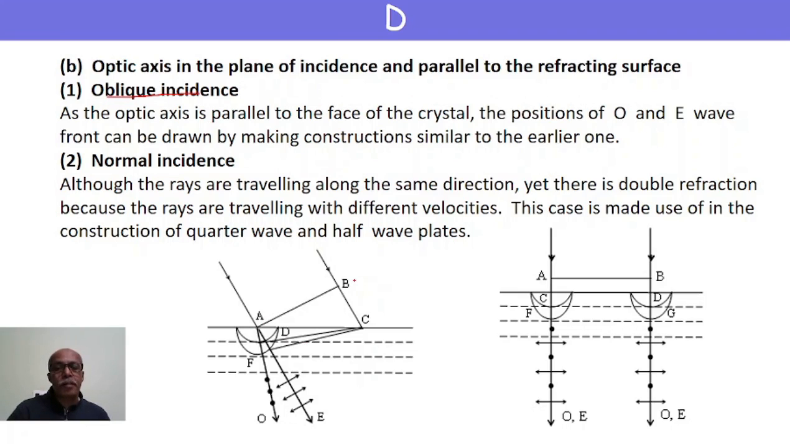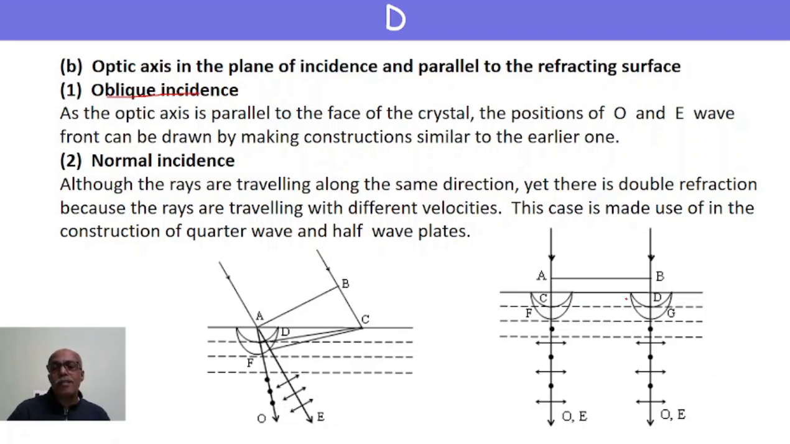AB is my plane wavefront. CD represents the ordinary refracted wavefront. CF represents the extraordinary refracted wavefront. AO represents the ordinary ray. AE represents the extraordinary ray. There is double refraction, you can clearly see.